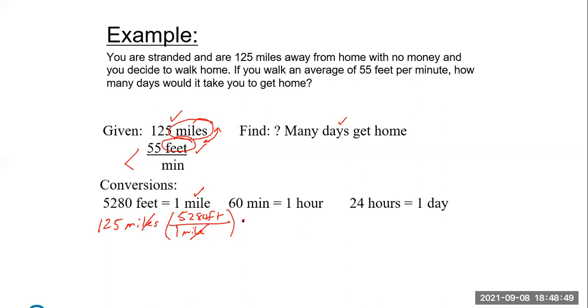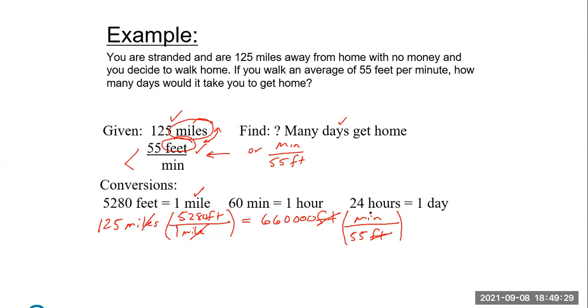Looks like 660,000 feet. Now that I have that in feet, I can use my rate as a conversion factor. I could use it as it's written, feet per minute, but I could also flip it around and put minutes on top and 55 feet on the bottom. That is how I'm going to use it so that I can cancel out the feet. This would be 55 feet per minute. Feet here will cancel.